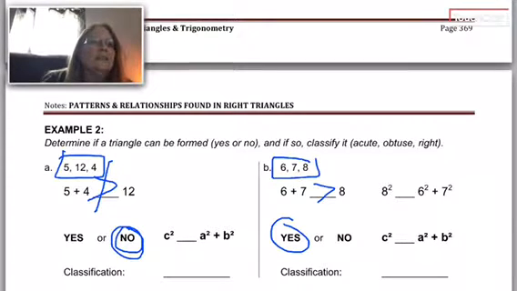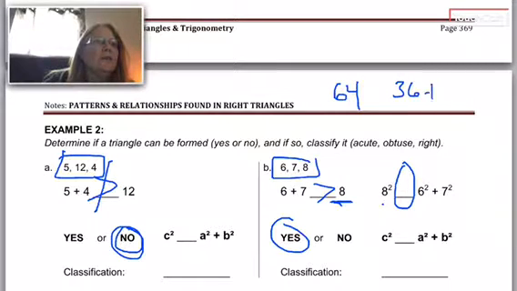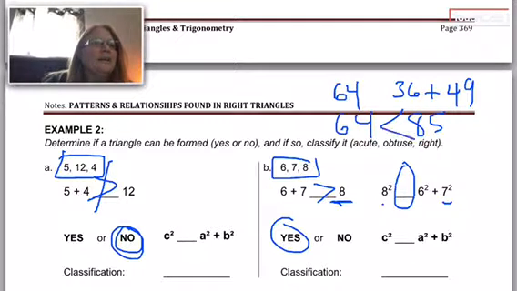Now what we want to see is what goes here. So in other words, you take the longest side, which is 8, and you square it, and I'll write it up here. That's 64. And we want to compare 64 to 6 squared, which is 36, plus 7 squared, which is 49. So we have 64 here, and if you add this, you get 85. So 64 is less than 85, and so we have an acute triangle because C squared is less than A squared plus B squared.